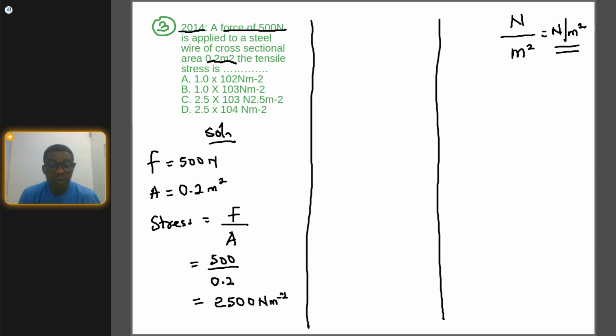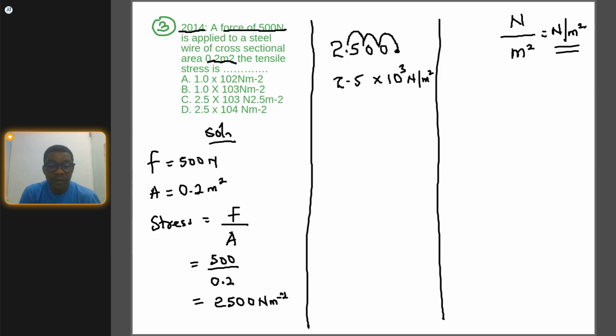Now you can see that the answers were given in standard form, which requires that your final answer also should be written in standard form. 2,500 in standard form, there's an invisible decimal point here. Moving it, 1, 2, 3. We stop here. That is 2.5 times 10 raised to power 3 Newton per meter square.